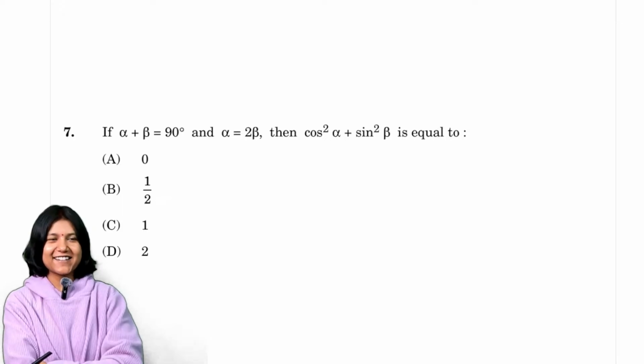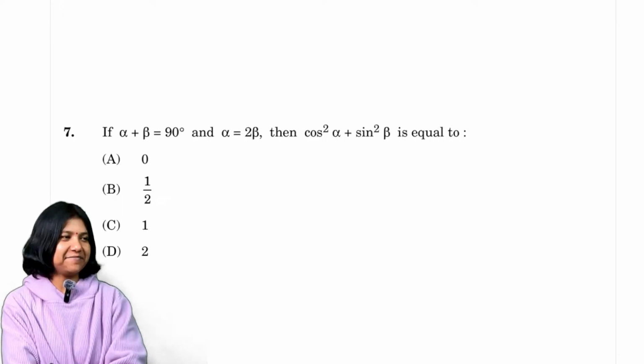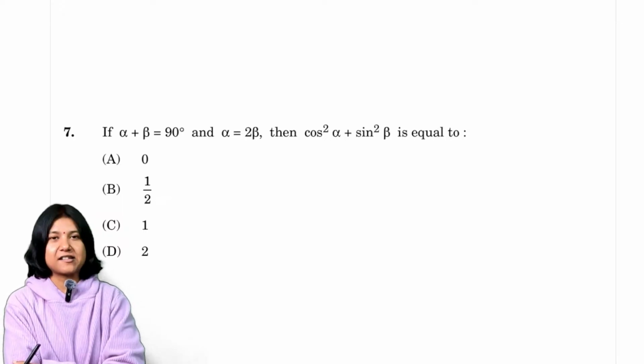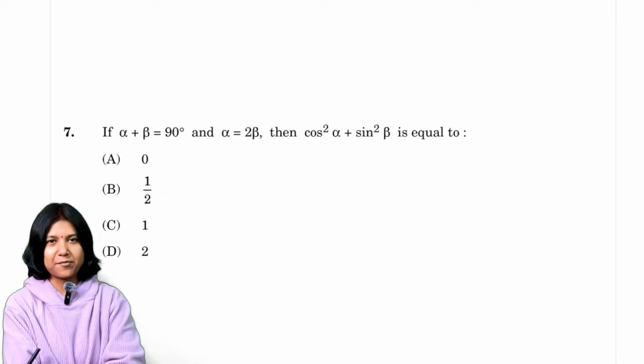All right. Question 7, let's do it. If alpha plus beta is 90 degrees, alpha equals 2 beta. What's the value of cos square alpha plus sine square beta? That's the question.